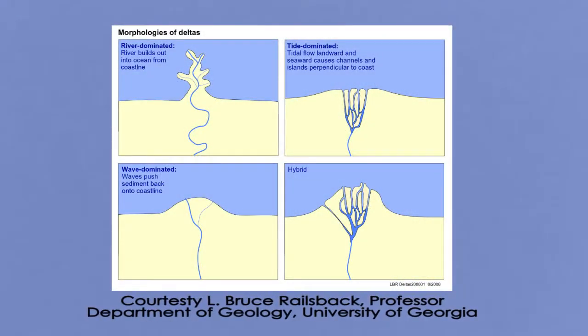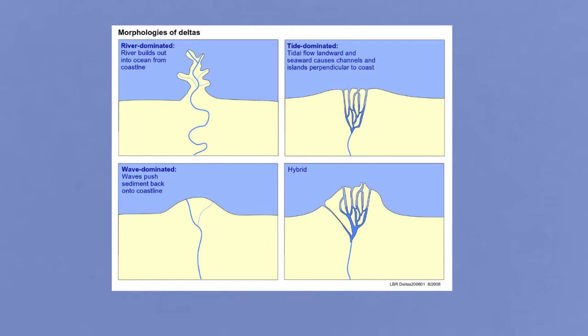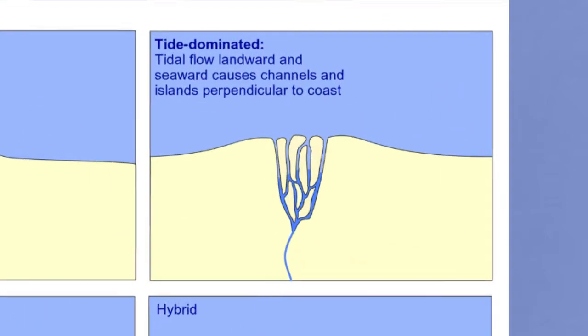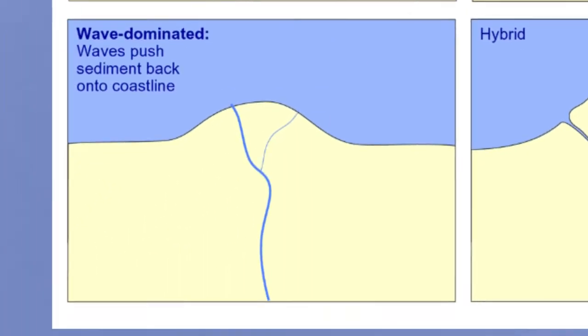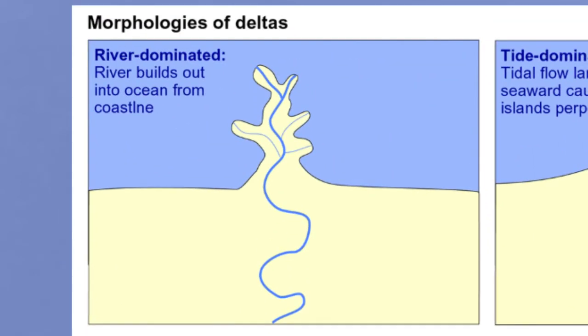Although we could not find consensus on categories for all the various deltas, there does seem to be agreement on four main delta types. Tide-dominated: the tides control the shape of the delta. Wave-dominated: the shape of the delta is controlled by wave-driven sediment. River-dominated: the delta is formed by sediments deposited at the mouth of a river as it fans out.